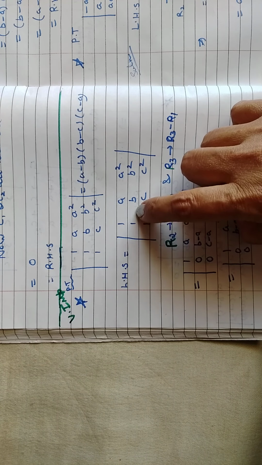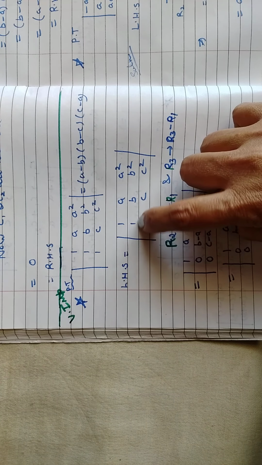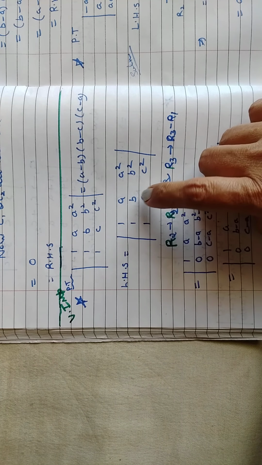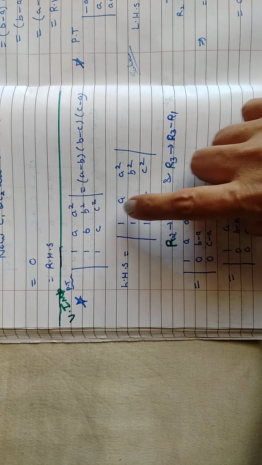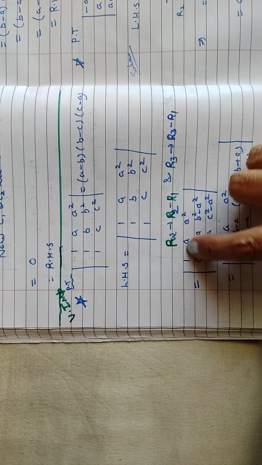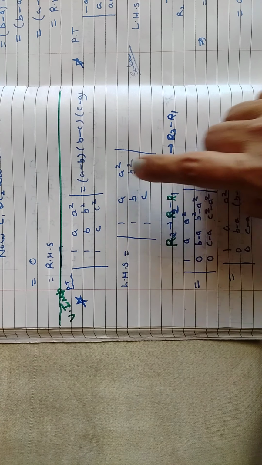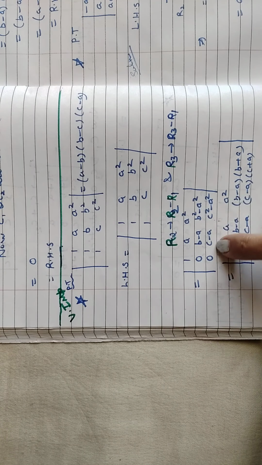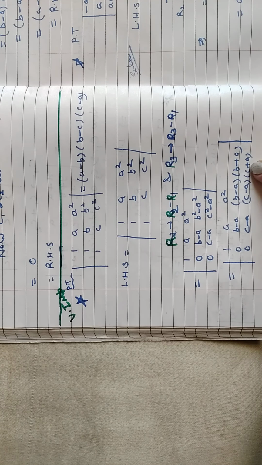So which operation will you apply? R2 operates R2 minus R1. It will become 0 with the help of this one. So you will apply R2 operates R2 minus R1 and R3 operates R3 minus R1. So when you subtract this from this, your first row will remain as it is, but second will become 0, b minus a, b square minus a square. Similarly here. Now next step, b square minus a square, you know it is b minus a, b plus a, and here also c minus a, c plus a.